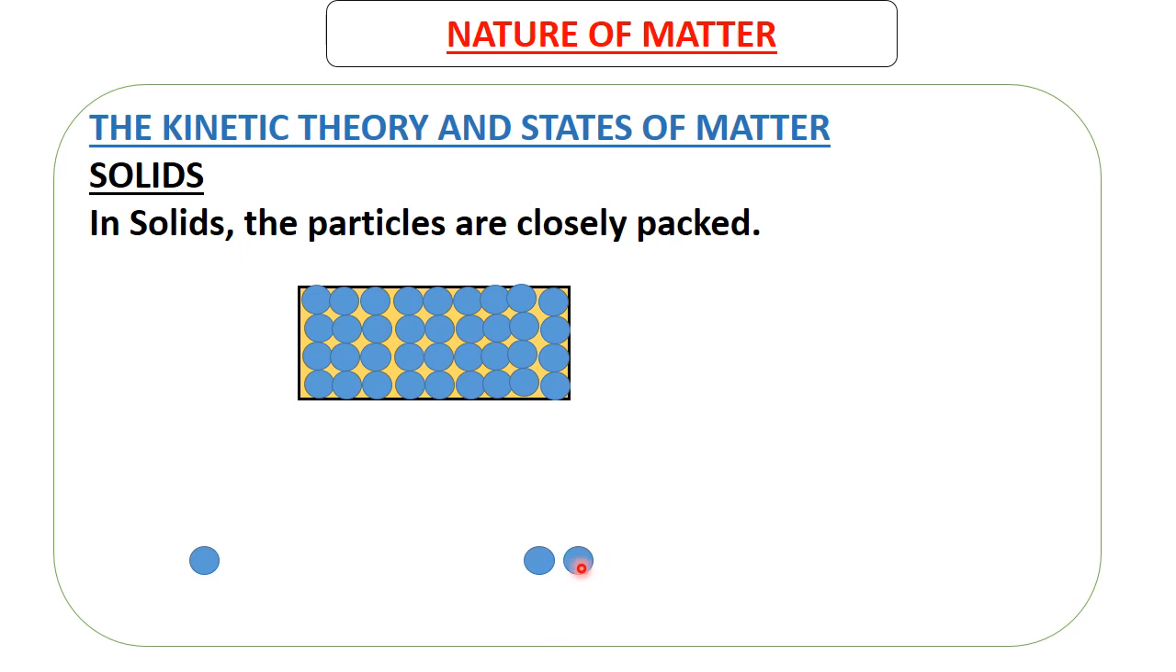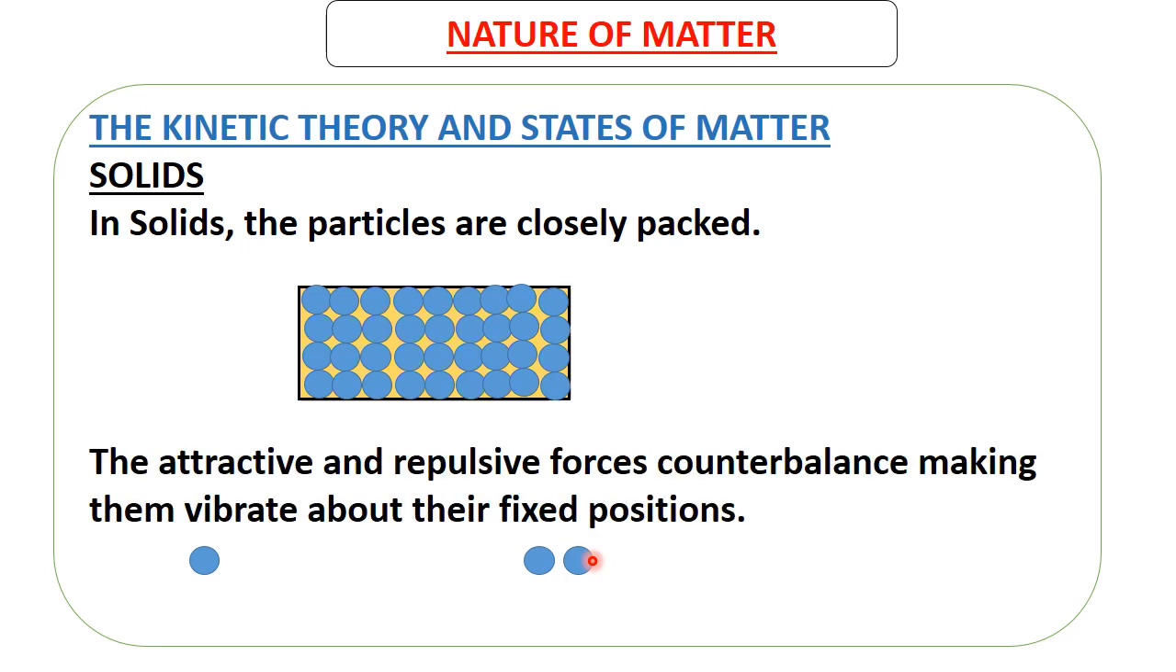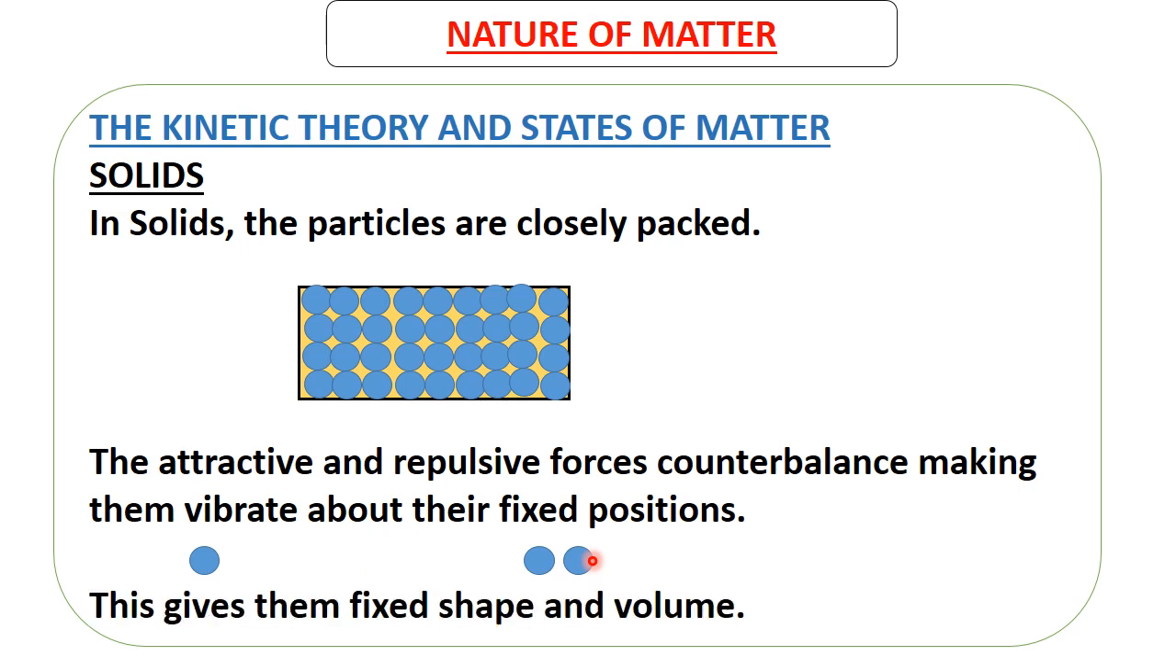When it's about to get away, it's pulled. And when it's about to get close to this one, it's pushed. So it will act as vibrating. That's how the particles in solids behave. The forces of attraction and repulsion are counterbalancing each other, making the particle appear as if it's vibrating. So we can state that the attractive and repulsive forces counterbalance, making them vibrate about their fixed positions. Because of this, solids have fixed shape and volume.